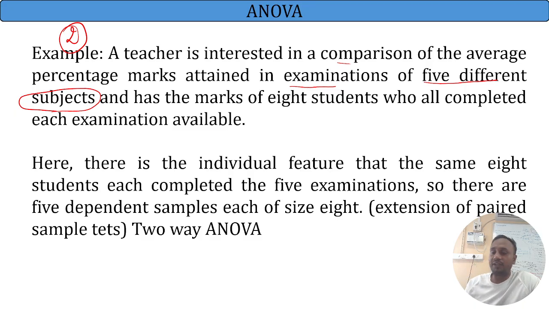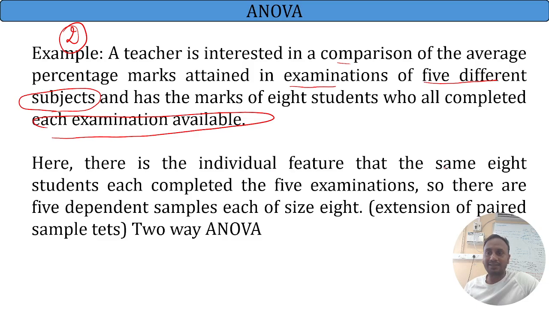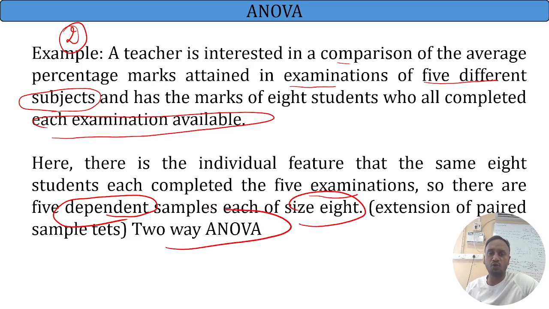So there are five subjects, subject one, two, three, four, five, and eight students who all completed each of the examinations. Here the individual feature is that the same eight students each completed the five exams. So there are five dependent samples, each of size 8. The extension of the paired-sample t-test is the two-way ANOVA.